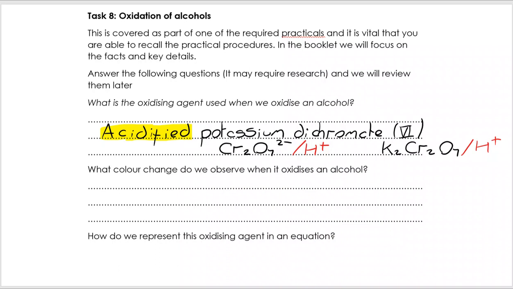Once we've got our head around all of that, we need to know what observation we make if we use acidified potassium dichromate(VI) to oxidize an alcohol. And what we see is the change of colour from orange to green. And how do we actually represent it? Well, we're very fortunate that we don't put a huge amount of detail in. We simply use a square bracket round an O. And that O represents the oxygen from the oxidizing agent.